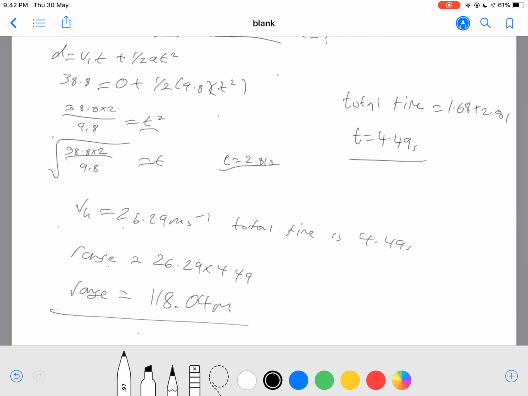So John travels 118.04 meters in total from when he begins the projectile motion to when he lands on the ground. And that's your final answer here. Getting all the way up to here, 118.04 meters, I'm 95% sure this is an excellence question. It will probably get you an excellence question.